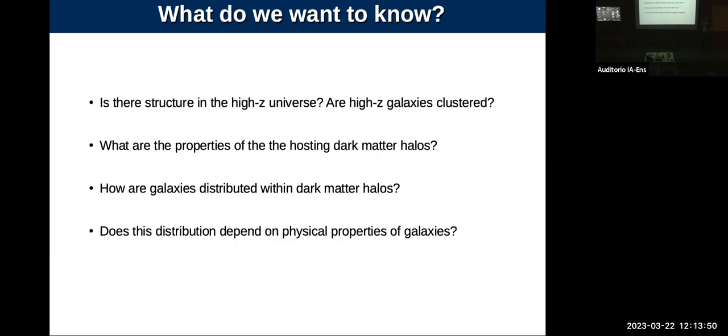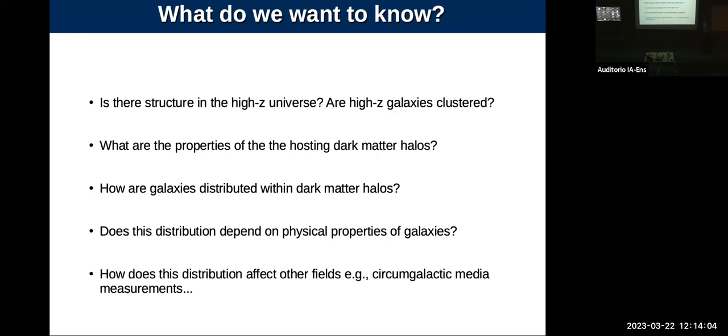Then we also wanted to check whether this spatial distribution of the galaxies is independent of galaxy properties, or whether there is some dependence, and depending on the galaxy properties, results may change. And finally, we want to investigate whether this spatial distribution of the galaxies affects other fields of astronomy, like the circumgalactic medium of galaxies. This is the only one I will mention in this talk.